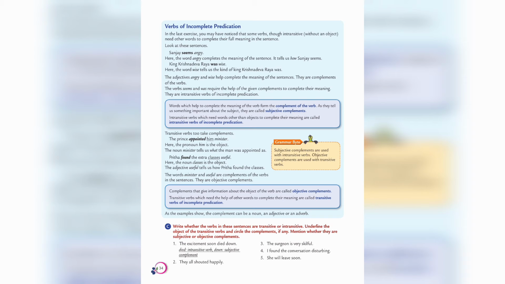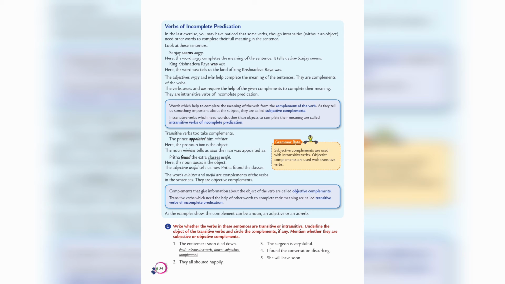Words which help to complete the meaning of the verb form the complement of the verb, as they tell us something important about the subject. They are called subjective complements. Intransitive verbs, which need words other than objects to complete their meaning, are called intransitive verbs of incomplete predication.